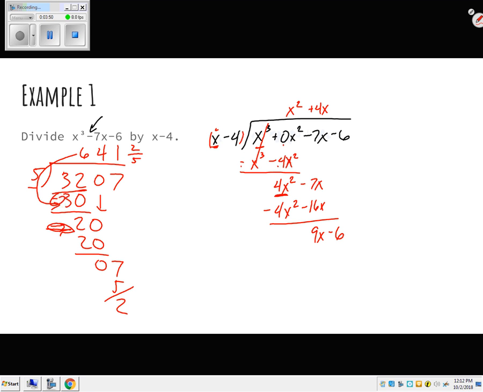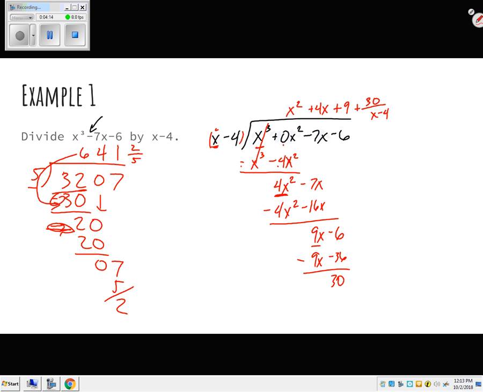And then finally, what times x gives me 9x? That has to be 9. 9 times x gives me 9x. 9 times negative 4 is negative 36. So I end up with my remainder on this one after I subtract to be 30. And what I want to do with that is I'm just going to add another term. I put my remainder over my divisor.